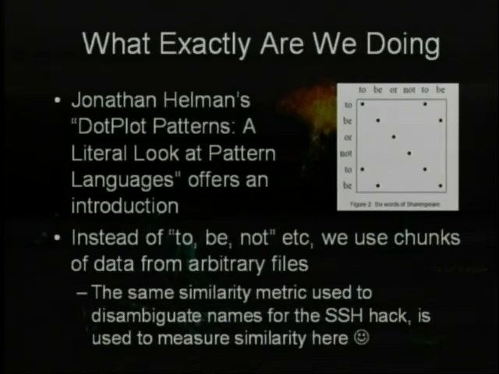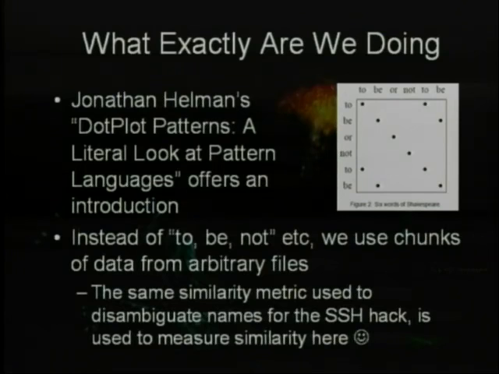Jonathan Hellman wrote this great paper called Dot Plot Patterns, a literal look at pattern languages. And this was his example. Take Shakespeare, to be or not to be. If we put that horizontally, and we put it vertically, and we put a dot whenever the same word is in that particular position, you'll see to, be, or, not, to, be, and there's going to be a diagonal line. Well, "to be" is repeated. So we have another diagonal over there, another diagonal over there.